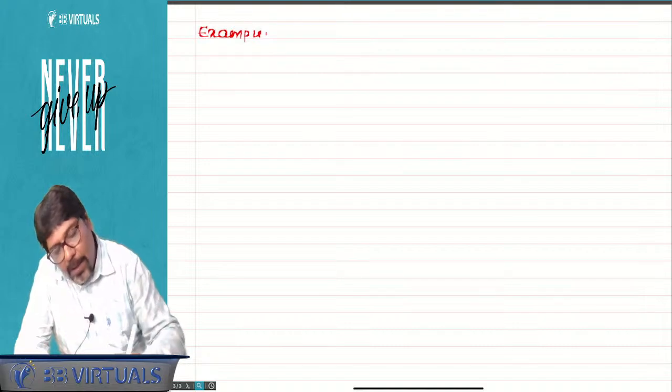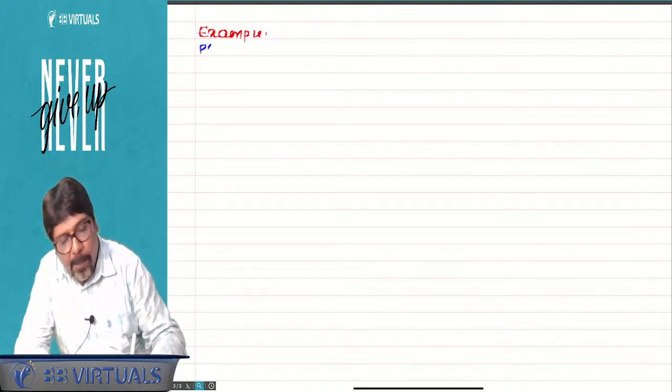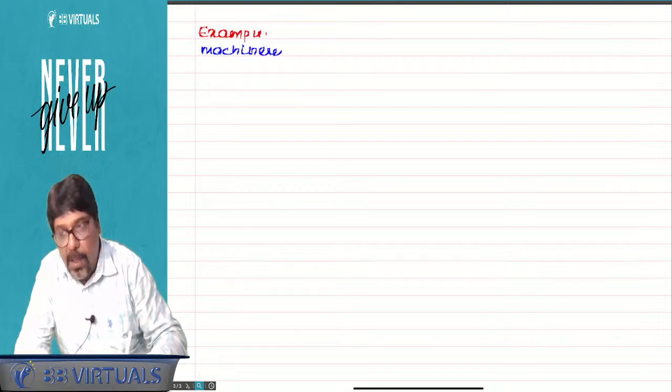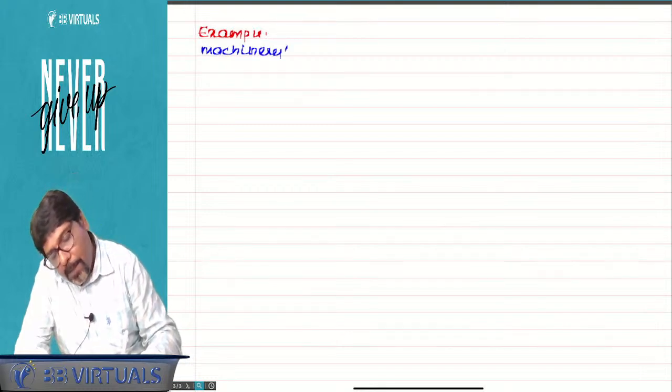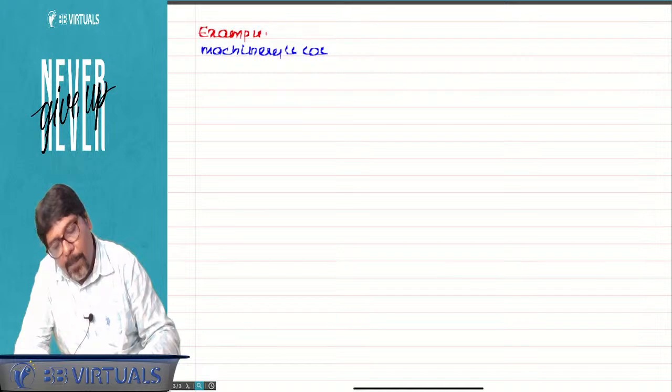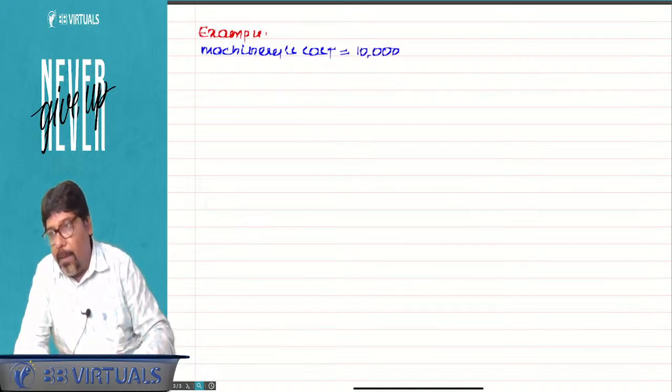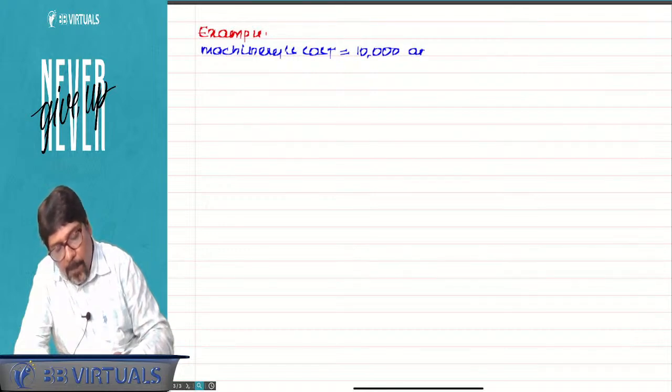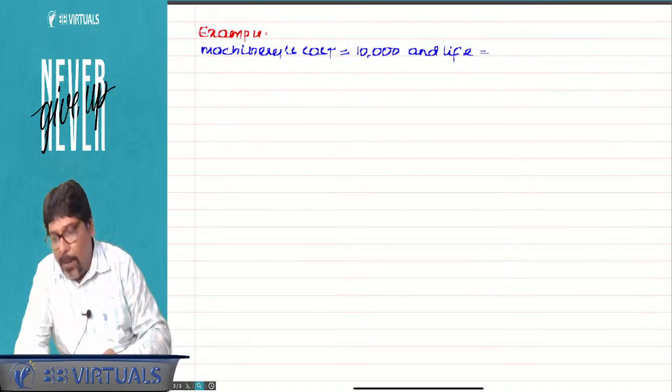Plant and machinery, cost is equal to 10,000 and life is equal to 10 years. Correct, Chartered?